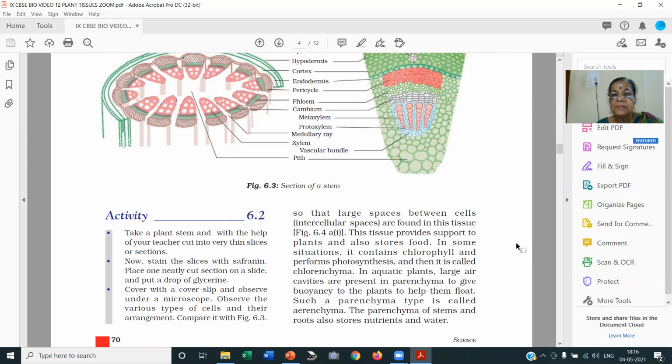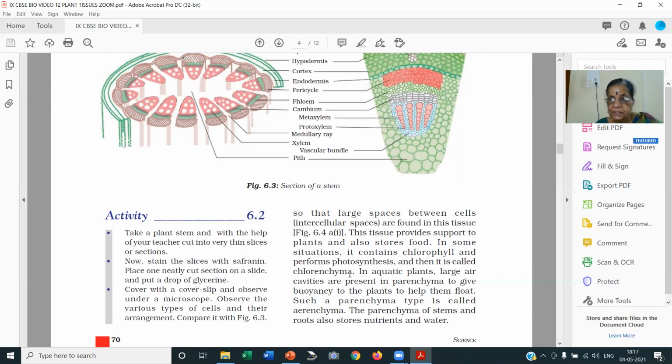At the same time, parenchyma will get different names based on its location and function, such as storage parenchyma, chlorenchyma, conjunctive tissue, pith, and medullary rays. In some situations, it contains chlorophyll and performs photosynthesis, and then it is called chlorenchyma.